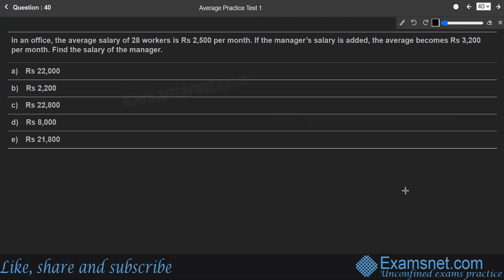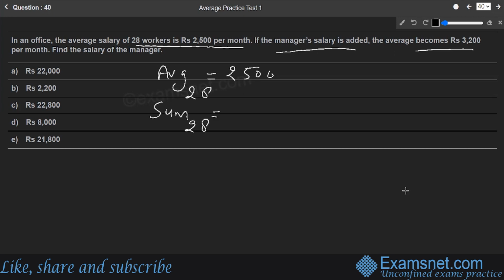Now, in an office, the average salary of 28 workers is 2500 per month. If the manager's salary is added, the average becomes 3200 per month. Find the salary of the manager. So, in this type of situation, we do the calculation by finding out the total every time. The average of 28 workers given is 2500 rupees. So, let us find out the sum of these 28 workers' salaries.